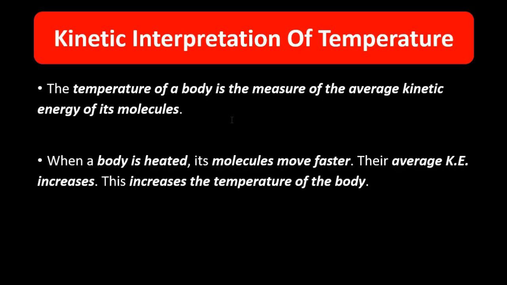So we can say the temperature of a body is a measure of the average kinetic energy of its molecules, with all 3 motions considered. When the body is heated, that is, more heat is supplied, the molecules move faster. When the molecules move faster, their velocity increases, their kinetic energy increases, and that increases the temperature of the body. So this is basically the kinetic interpretation of temperature.